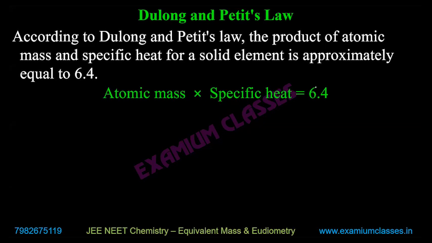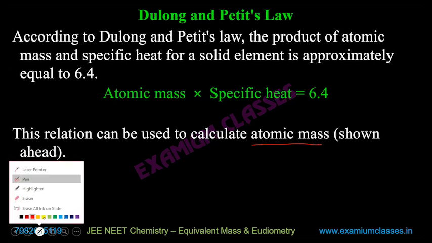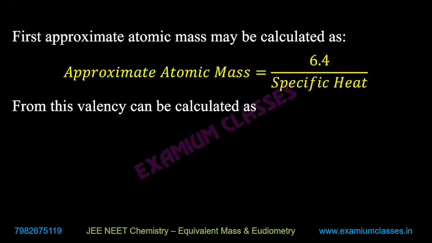Now what is different here? The different thing is that you will not be given the exact atomic mass. So I'm going to explain how you will get the exact one. This relation can be used to calculate the exact atomic mass, as I am going to show you. First, approximate atomic mass may be calculated. How? Approximate atomic mass will be 6.4 divided by specific heat. Specific heat will be given.